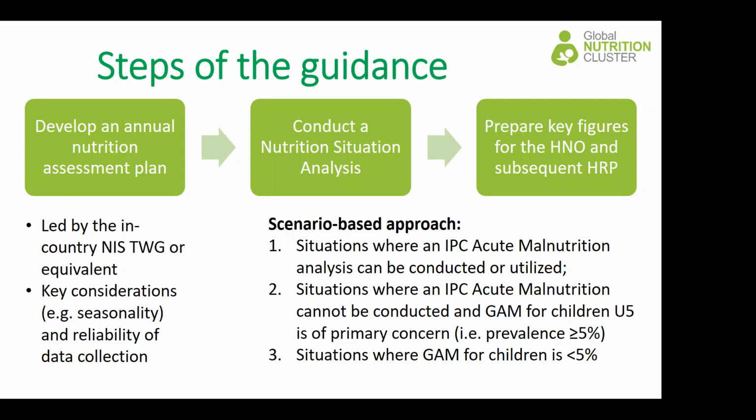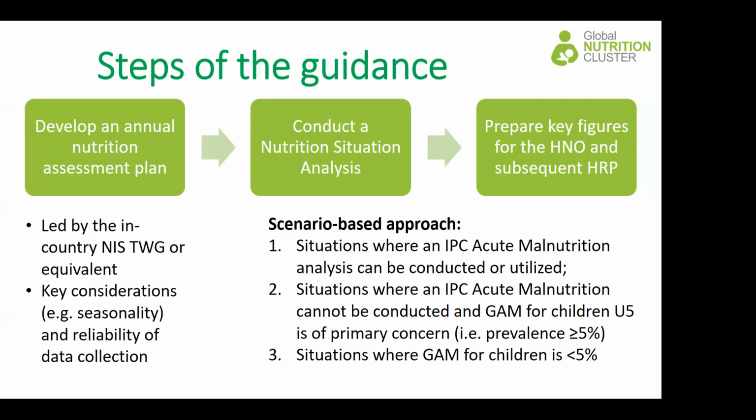When it comes to a nutrition situation analysis, here we start having different approaches based on the 3 following scenarios. First, situations where an IPC acute malnutrition analysis can be conducted or utilized. So that is one series of recommendations. If ever an IPC acute malnutrition analysis cannot be conducted for whatever reasons, and yet the levels of acute malnutrition in children under 5 are of primary concern, so a prevalence above or equal to 5%, then we have another separate series of considerations and steps to take into account.